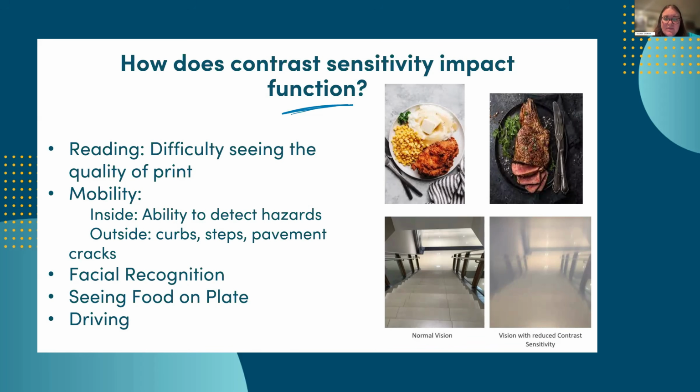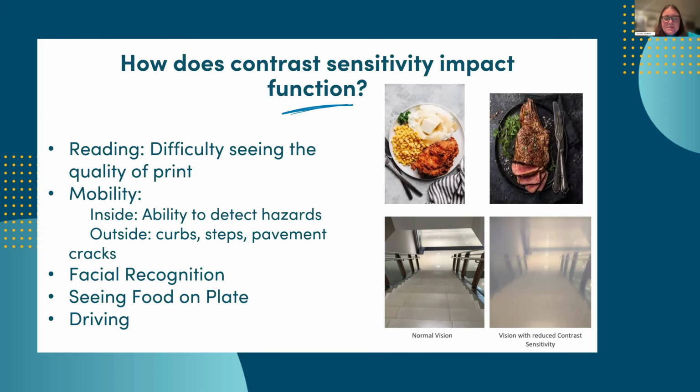The curbs, like on the bottom picture here on the right, there's 2 pictures of stairs. On the left is normal vision, so you can see each individual step. On the right, it has someone that has impaired contrast sensitivity, and it's just like a big sheet of paper. You can't see that definition, so it really impacts your ability to safely function and go up and down stairs. Also, again, facial recognition, that's a really big deal, very important for our society to communicate with each other.